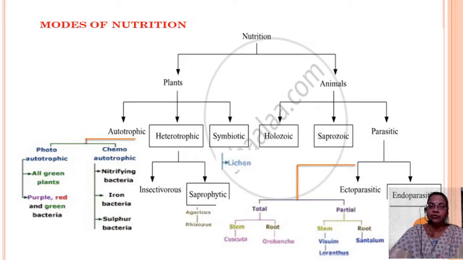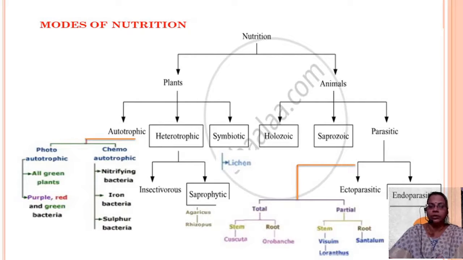The same way, partial parasites are also there. That means they produce a certain amount of food and the remaining they absorb from the host plants. There are stem partial parasites and root partial parasites. The stem parasite is Loranthus, Ithikani, and also Viscum.